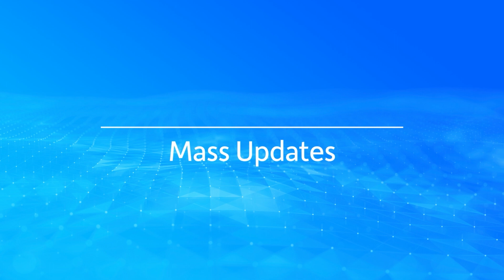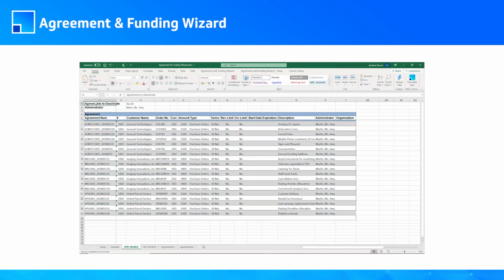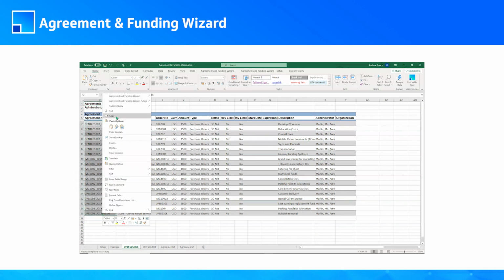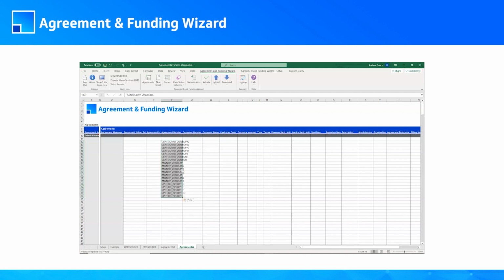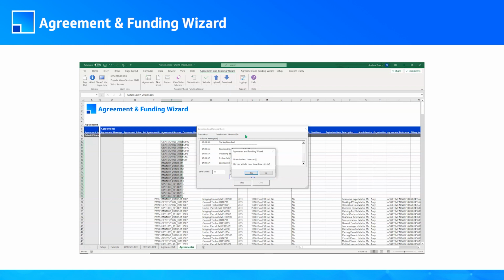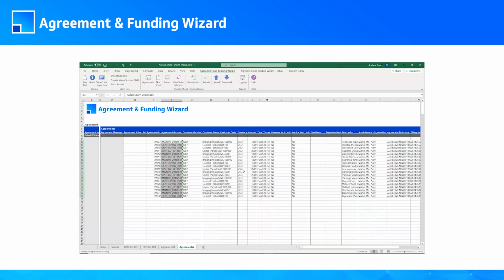Updates and maintenance jobs can be done easily in the wizard too. Here's an example. Susan's been given a list of agreements that need to be deactivated. She can copy and paste those agreement numbers into the wizard and then use those values to download the agreements into the worksheet, where she'll make changes and upload the changed values.